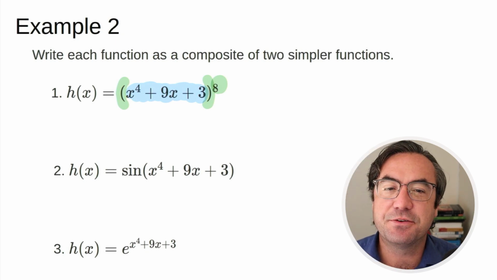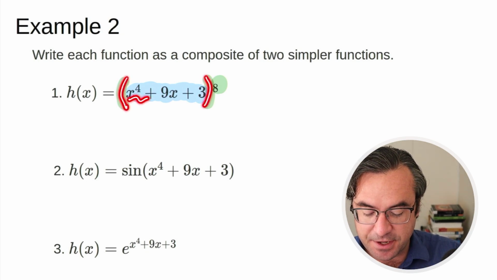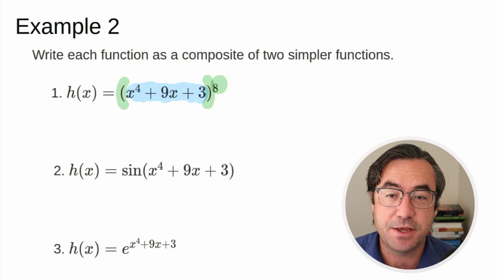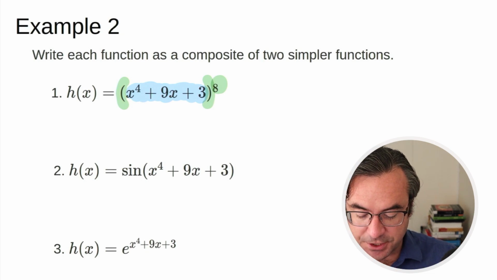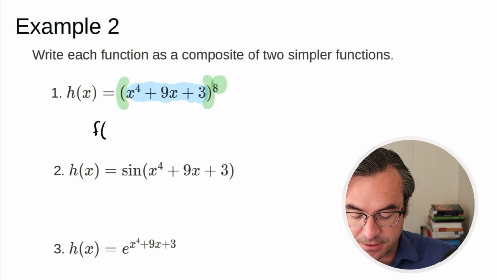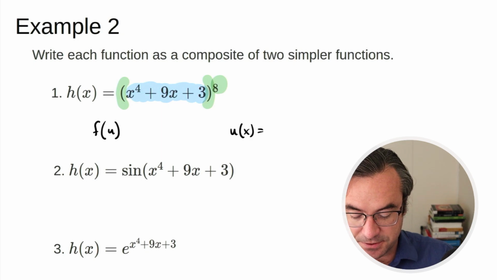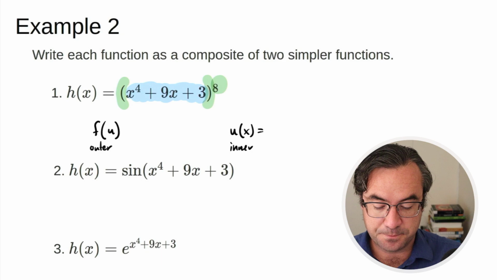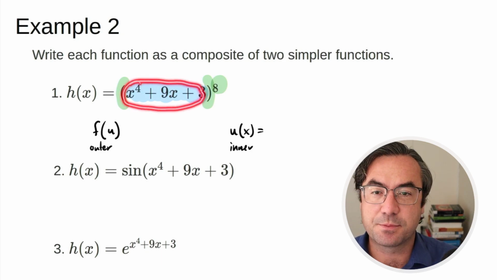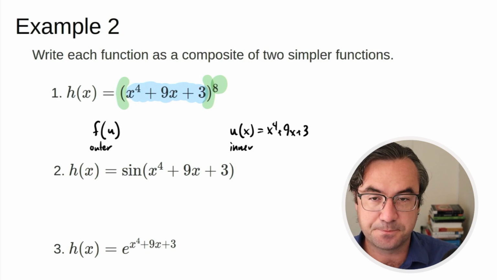So an indication of what you should take for the inner function is if you see parentheses, the inner function should be all the stuff inside the parentheses. All right, so we'll call our outer function f of u, and we'll call our inner function u of x. So we have our outer, and we have our inner. So let's start with our inner function. That's going to be all the stuff inside the parentheses here. So it'll be x raised to the 4th plus 9x plus 3.